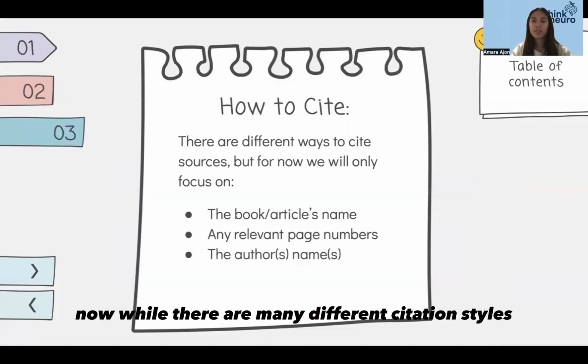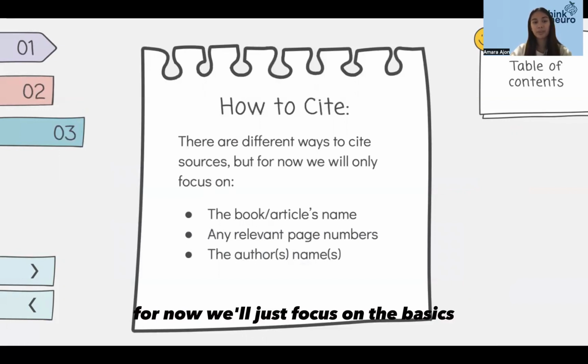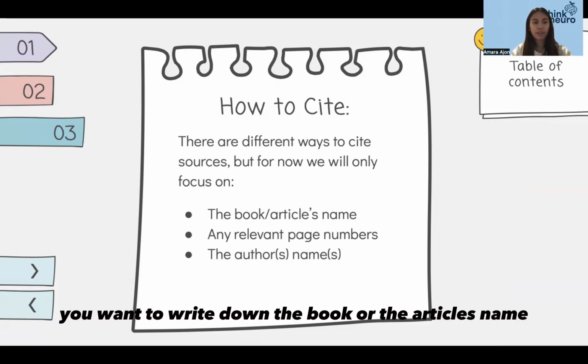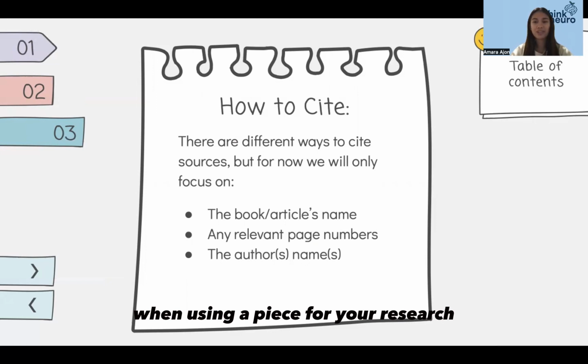Now, while there are many different citation styles, which you'll learn more about in high school and in your upper level courses, for now we'll just focus on the basics. To cite a source, you want to remember to write down where you got the information. You want to write down the book or the article's name, any relevant page numbers, and also the author's names that you might come across when using a piece for your research.